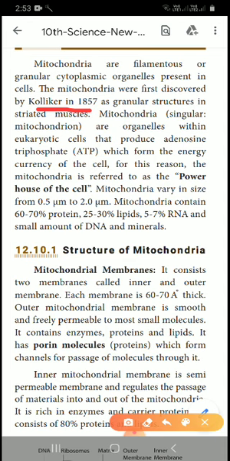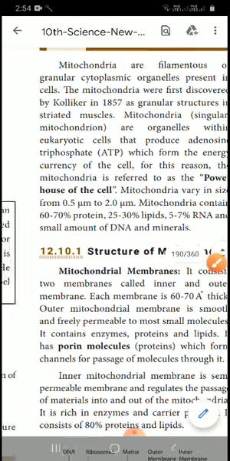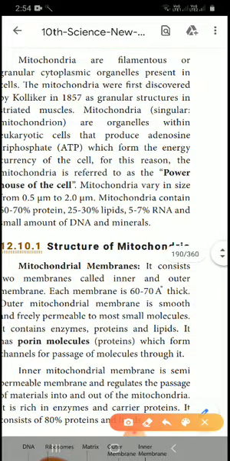Mitochondria are organelles within eukaryotic cells that produce adenosine triphosphate, ATP, which forms the energy currency of the cell. Very important energy currency. What is the energy currency of the cell? The answer is mitochondria. For this reason, we call the mitochondria the powerhouse of the cell.